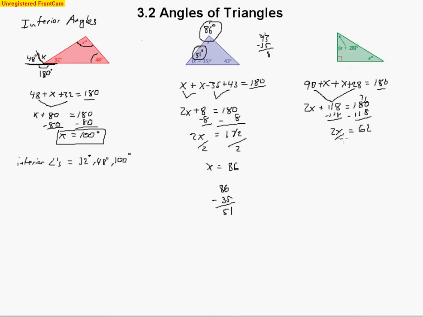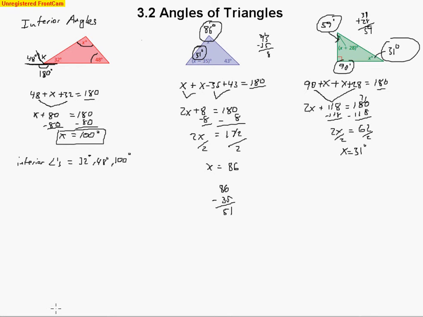So when I go ahead and divide by 2, x is 31 degrees. So that's that angle. That's solving for x. So I've got 31 degrees here, and this angle, well, I have to add 28 to 31. And so when I do that, I get 59 degrees. So this angle here is 59 degrees. And then I have the 90 degree angle as the right angle. So those are interior angles.